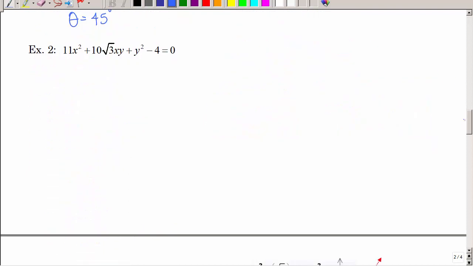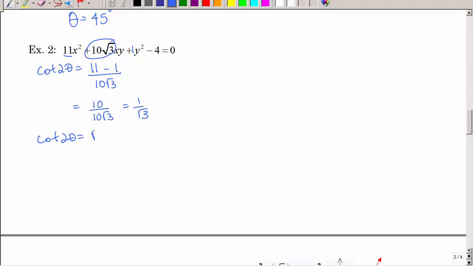Let's look at example 2. Okay, so again, we need to find the cotangent of 2 theta. It's A minus C over B. So that's 10 over 10 square root of 3, which is 1 over the square root of 3. So the cotangent of 2 theta is 1 over the square root of 3, or you may have memorized it in your chart as the square root of 3 over 3.